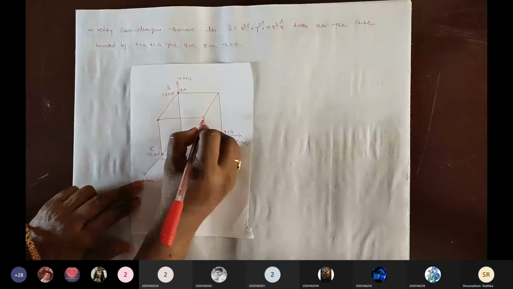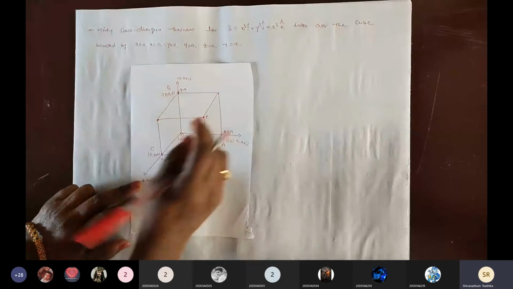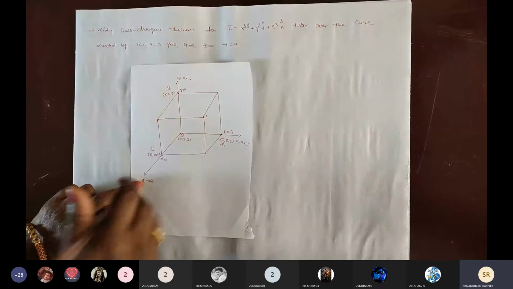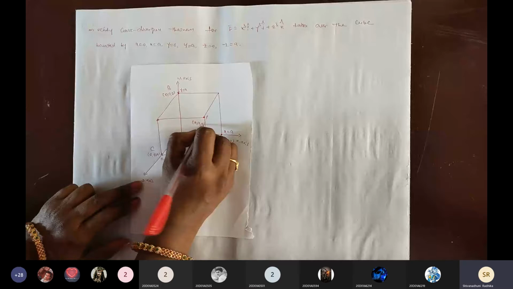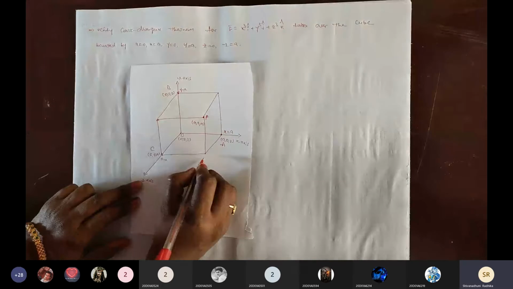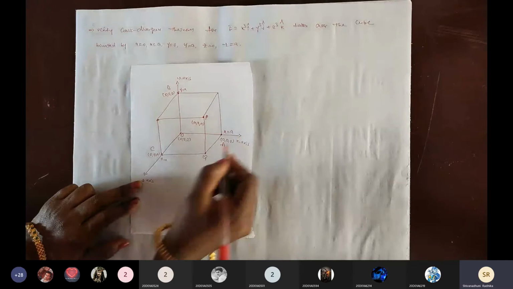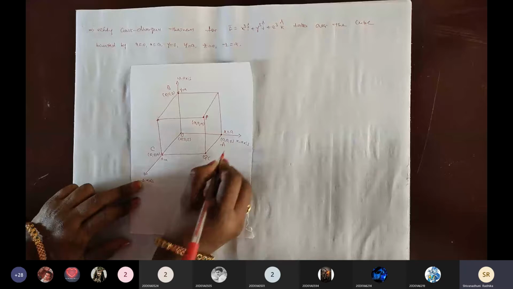Now this point is always denoted with the capital P. This is where the x-axis, y-axis, and z-axis all three are intersecting. So this point is (a, a, a), the capital P. And this is the capital Q. Q lies on the x-z plane, so that y is completely 0. The x value is a, the z value is a, and y is 0.